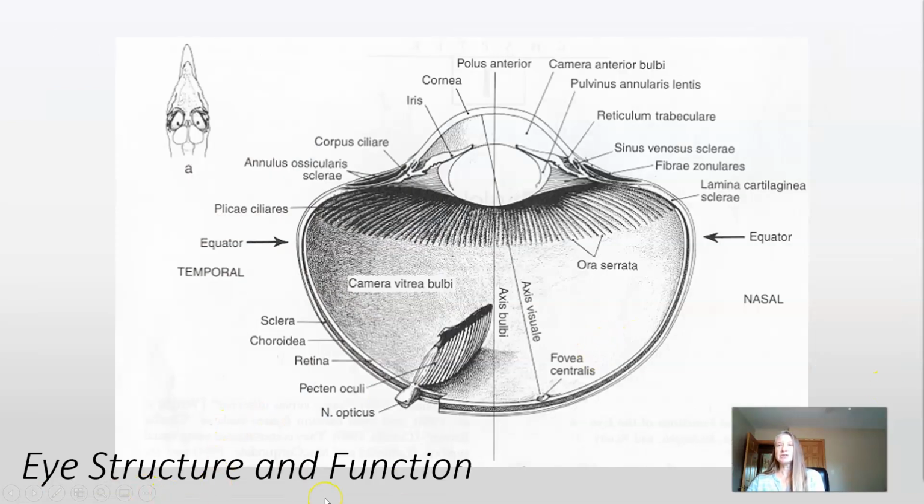So eye structure and function, don't get too caught up on it. The book talks a little bit about things, but basically you have this fovea centralis, you have this pecten area in here. This is highly vascularized. I'm not quite sure why this is here, but again, I think to increase the oxygen ability of the eye.